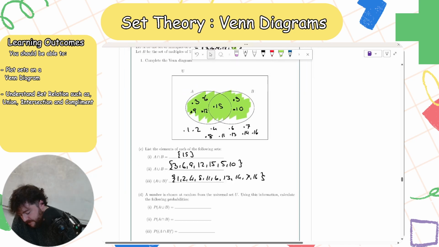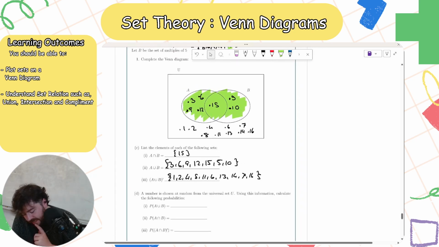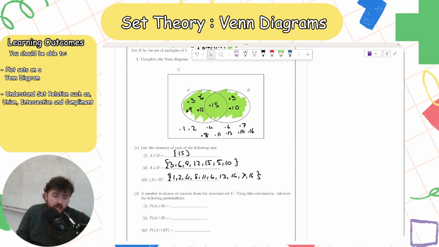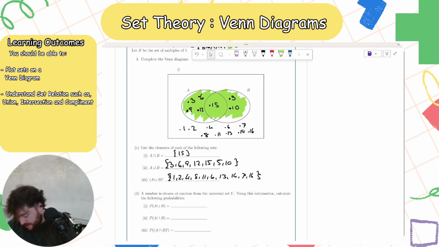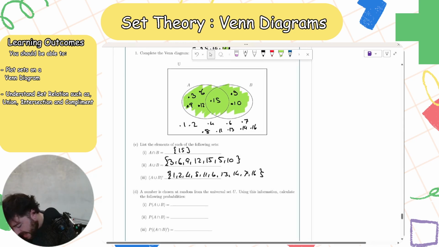A number is chosen at random from the universal set. Using this information, calculate the following probabilities. The probability of getting something in A union B. So that is getting something in 3, 6, 9, 12, 15, 5, or 10. So that's 1, 2, 3, 4, 5, 6, 7. That'll be 7 over 16.